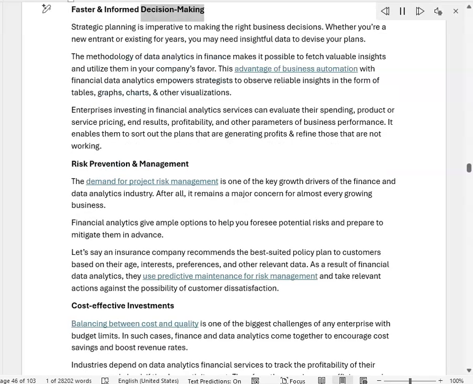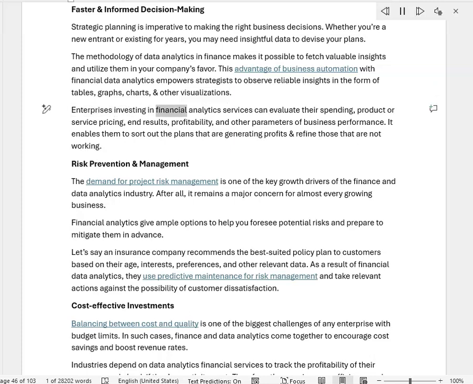Faster and informed decision-making. Strategic planning is imperative to making the right business decisions. Whether you're a new entrant or existing for years, you may need insightful data to devise your plans. The methodology of data analytics in finance makes it possible to fetch valuable insights and utilize them in your company's favor. This advantage of business automation with financial data analytics empowers strategists to observe reliable insights in the form of tables, graphs, charts, and other visualizations.